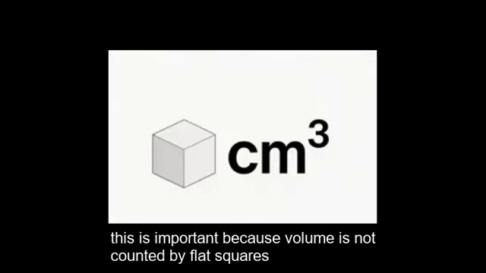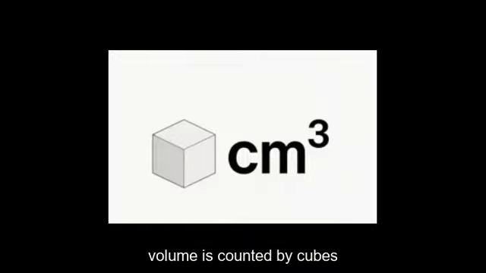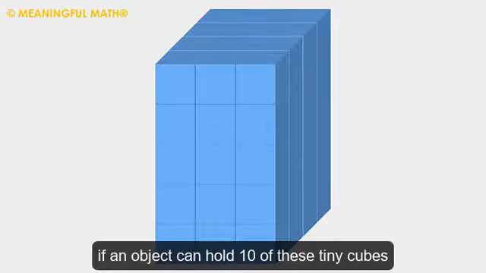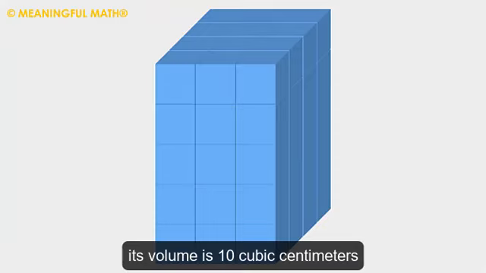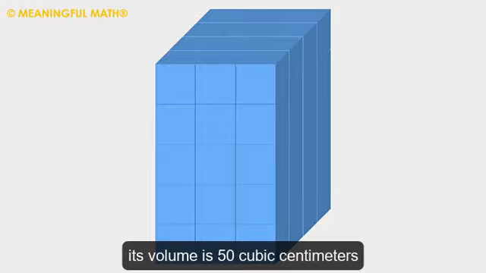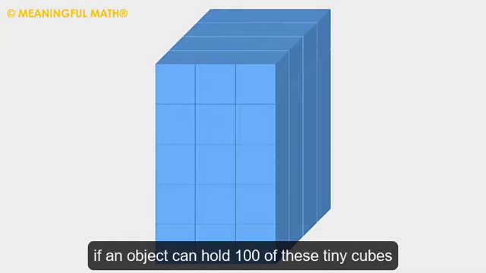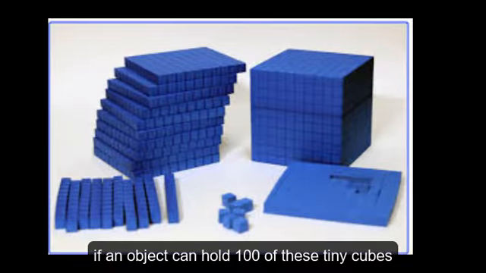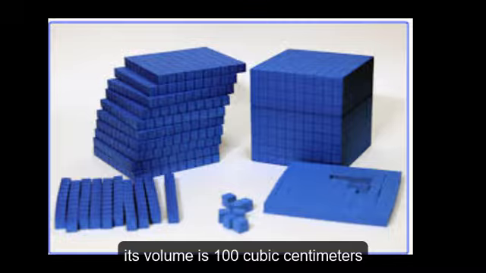This is important because volume is not counted by flat squares. Volume is counted by cubes. If an object can hold 10 of these tiny cubes, its volume is 10 cubic centimeters. If it can hold 50, its volume is 50 cubic centimeters. If it can hold 100, its volume is 100 cubic centimeters.